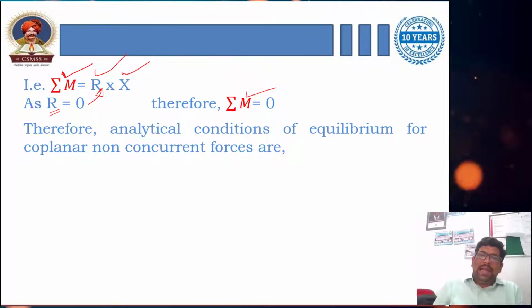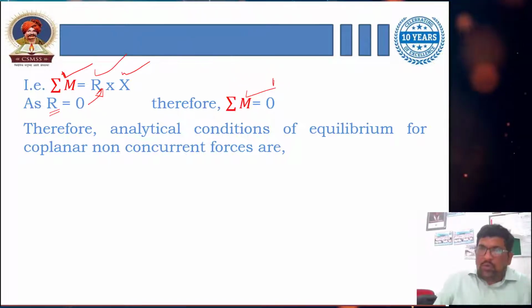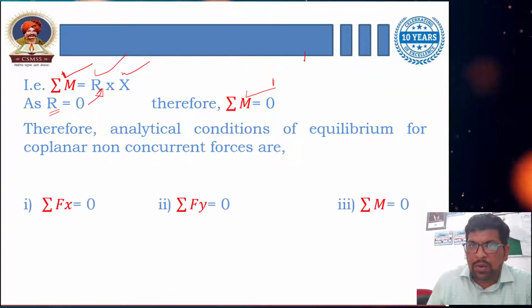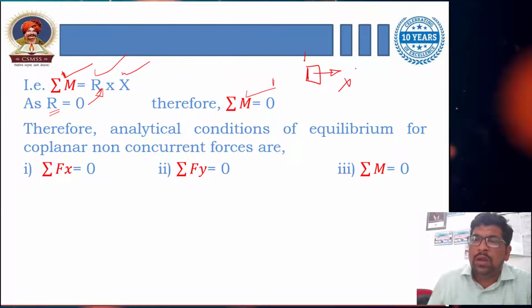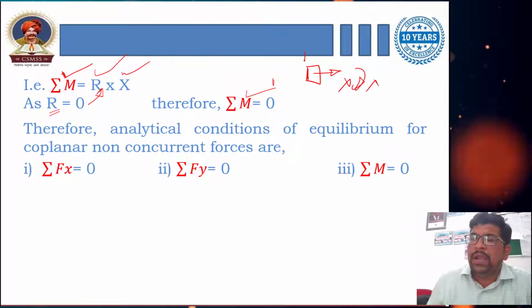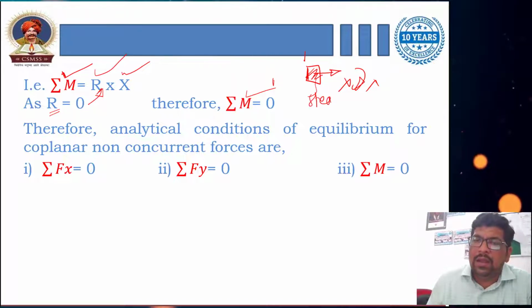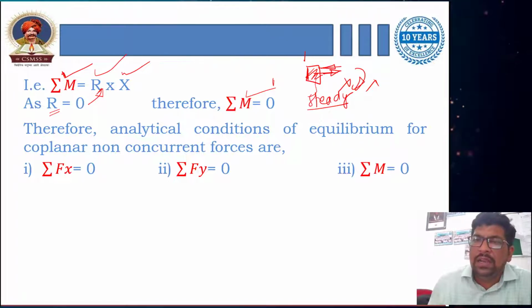See, when we are saying that, obviously if my body is, suppose I am showing a body over here. It should not be moved. It should not be rotated, right? Because it should be in a steady condition. So it should not be moved along x and y direction, and it should not be rotated in any direction.